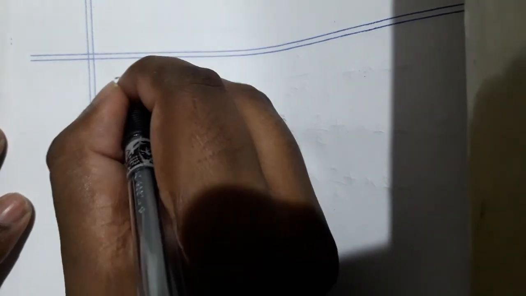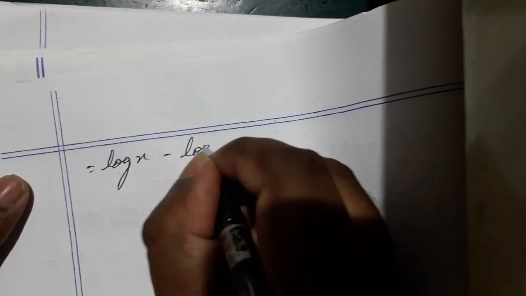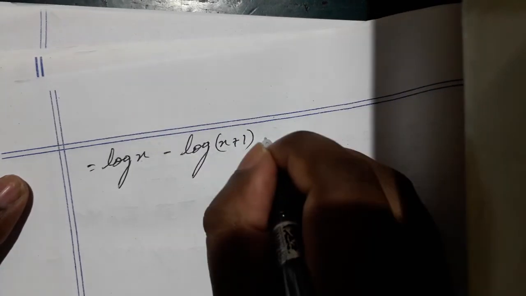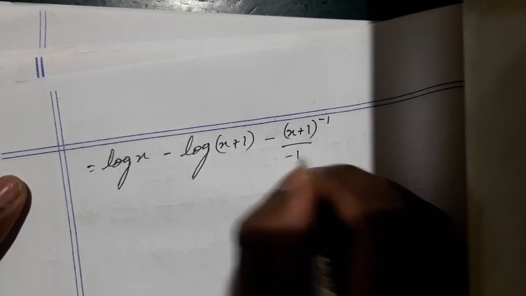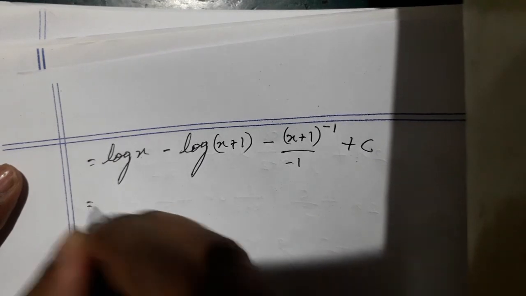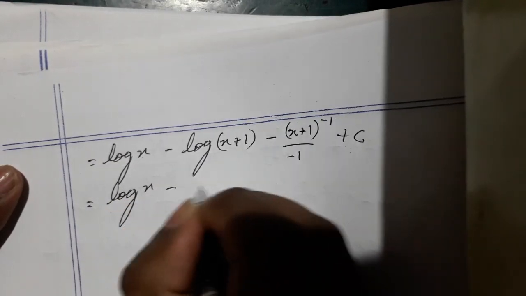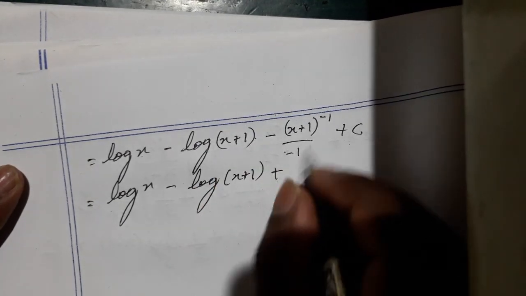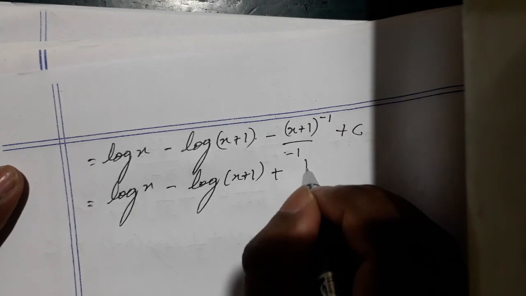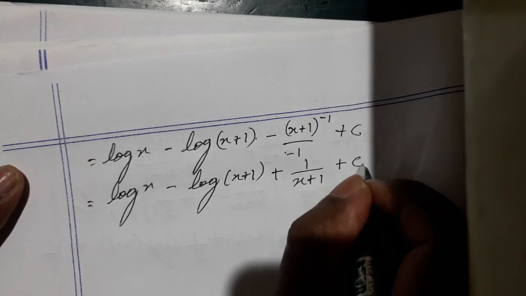So we get this is equal to log x minus log of x plus 1, and here we get minus (x plus 1) to the power minus 1 divided by minus 1, plus integration constant. This is equal to log x minus log of x plus 1, plus, since the power is inverse, you can bring down, so we get 1 by x plus 1, plus integration constant.